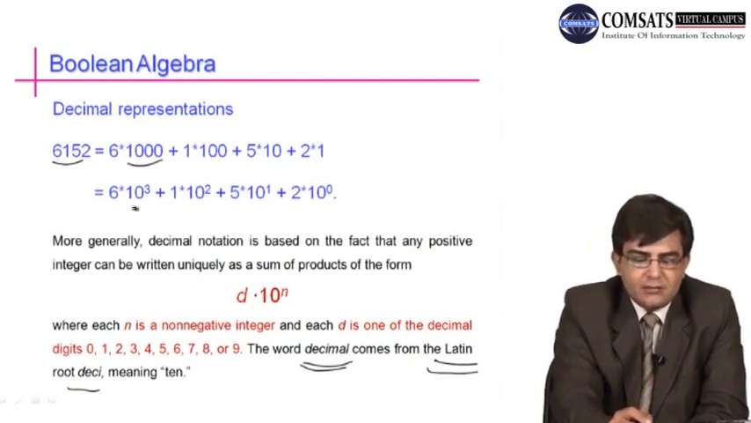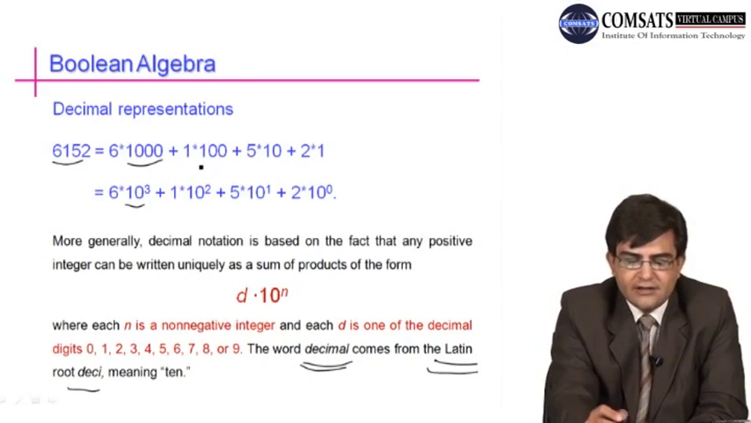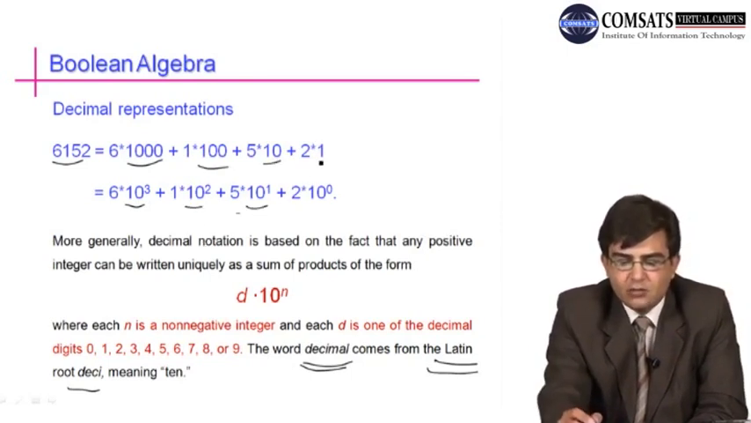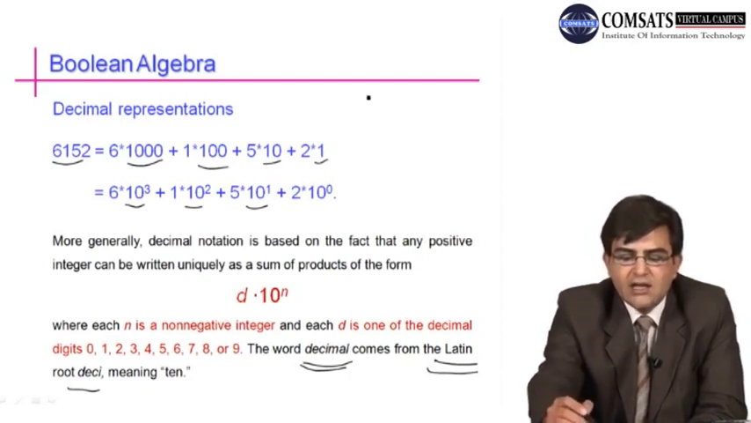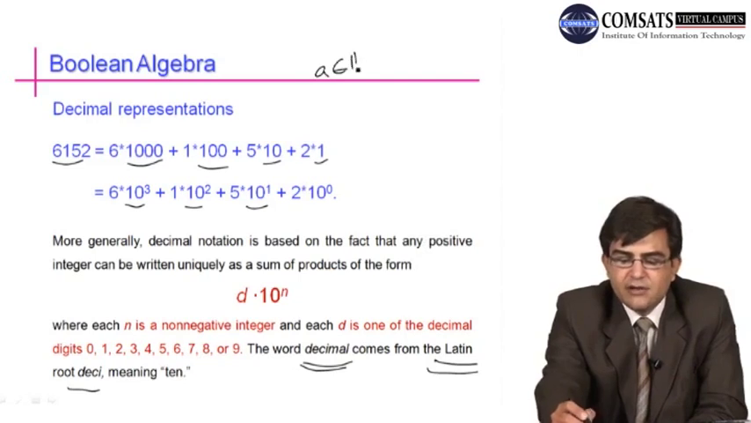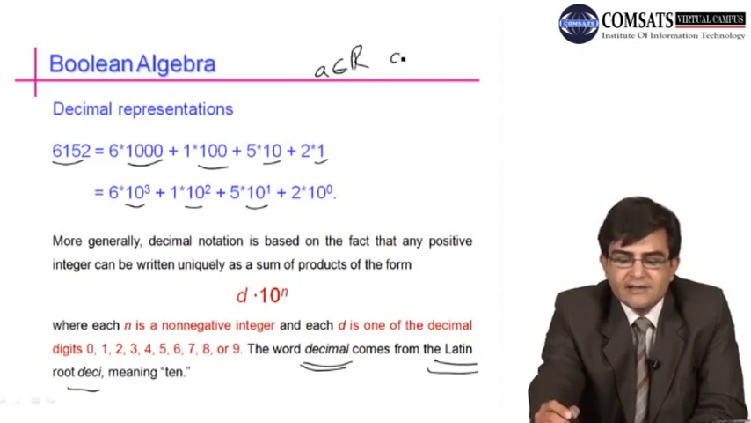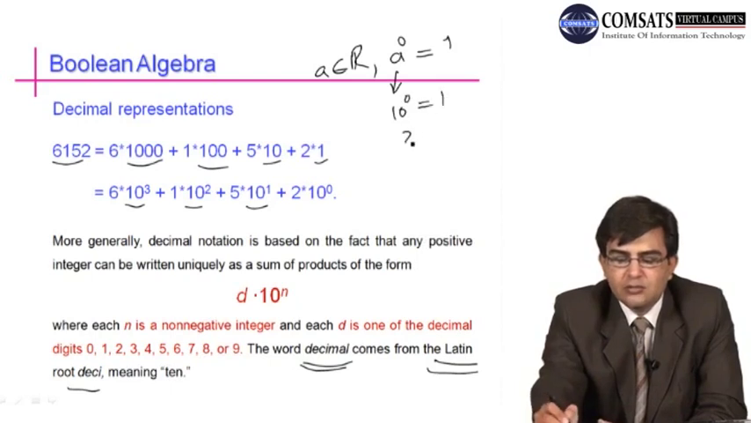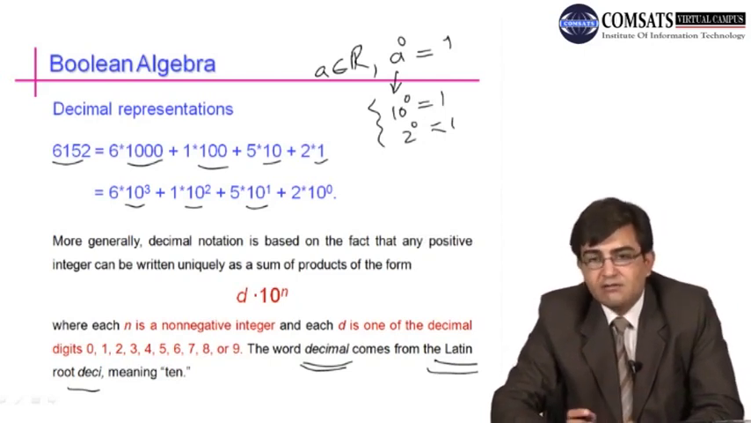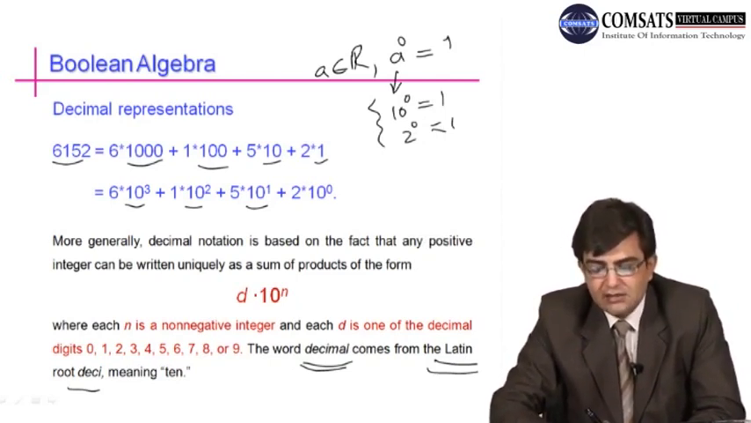And then 1000 can be written as 10 power 3, 100 can be written as 10 power 2, 10 can be written as 10 power 1, and 1 is basically 10 power 0. Any real number to the power 0 is always 1. A could be anything. So if a is equal to 10, 10 power 0 is 1, or 2 power 0 is again 1. Any number's power 0 is equal to 1.